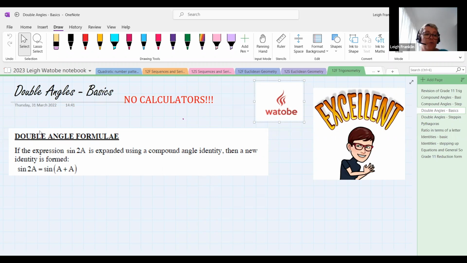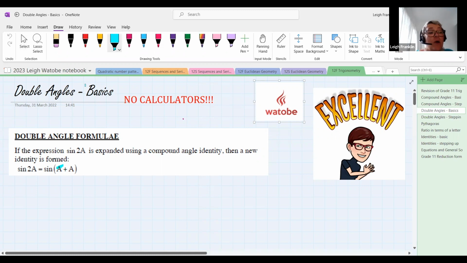The double angle formulae that you're going to be working with are the cosine and the sine double angle formulae. The first one I want to speak about is sine 2A. In order to understand what sine 2A is, 2A comes from A plus A, just as I've indicated over here. That's why we call it a double angle, because we've taken A and we have added it to itself.